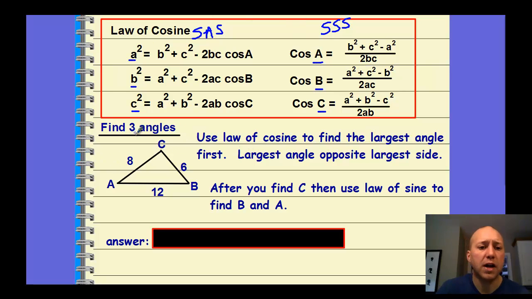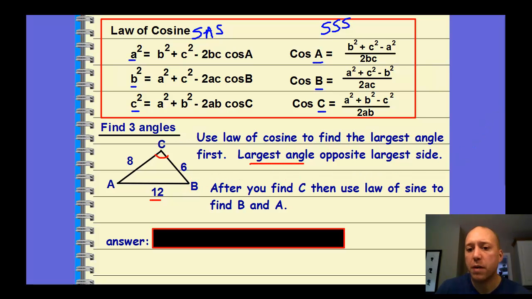For the first example, side, side, side, you're given the three sides, and we first need to have some understanding of what's happening with this triangle. I'm hoping you realize that because 12 is the largest side, C has to be the largest angle. You always want to find that first. Always find the largest angle first. The reason is that if the largest angle is obtuse, then you know the other two are going to be acute. If the largest angle is acute, then you know the other two are going to be acute. So if you find your largest angle first, you're for sure going to make sure the other two angles you find are acute, which eliminates the ambiguous case.